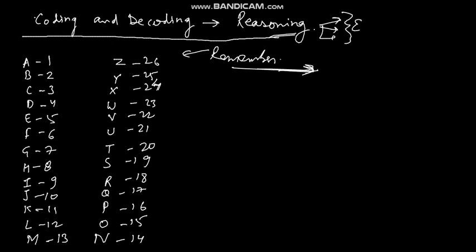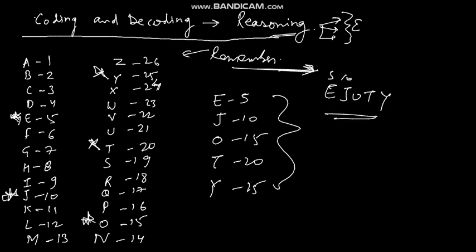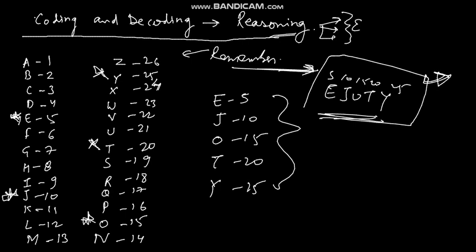You should remember that the letter at position 5, then at position 10, 15, 20, and 25 are all important. If you write them, it will come as E5, J10, O15, T20, and Y25. So it will give you E J O T Y, and the positions are 5, 10, 15, 20, and 25. You should remember this. If you can remember this, finding different positions becomes easier.